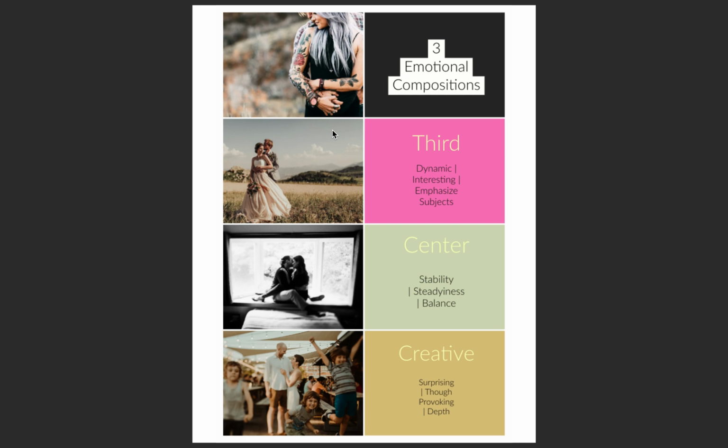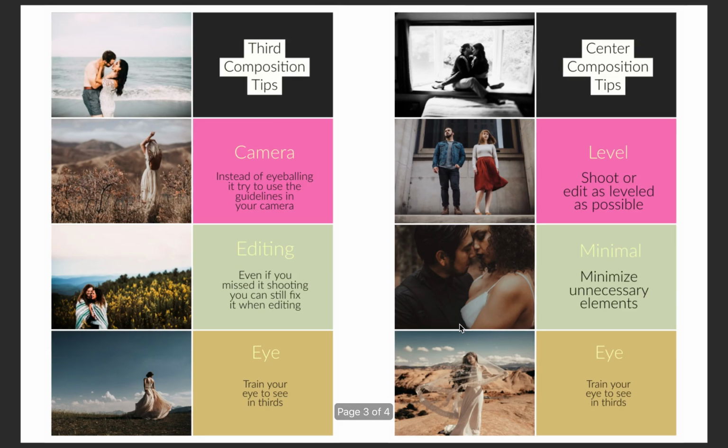The first one is the rule of thirds. So the rule of thirds is the most common that you've seen and heard of in photography, and there's a reason why. The second one is center weighted, so putting your subject directly in the center. And then a creative composition. This is essentially where you're surprising and creating thought-provoking compositions there. Okay, so let me go over each of those real quick.